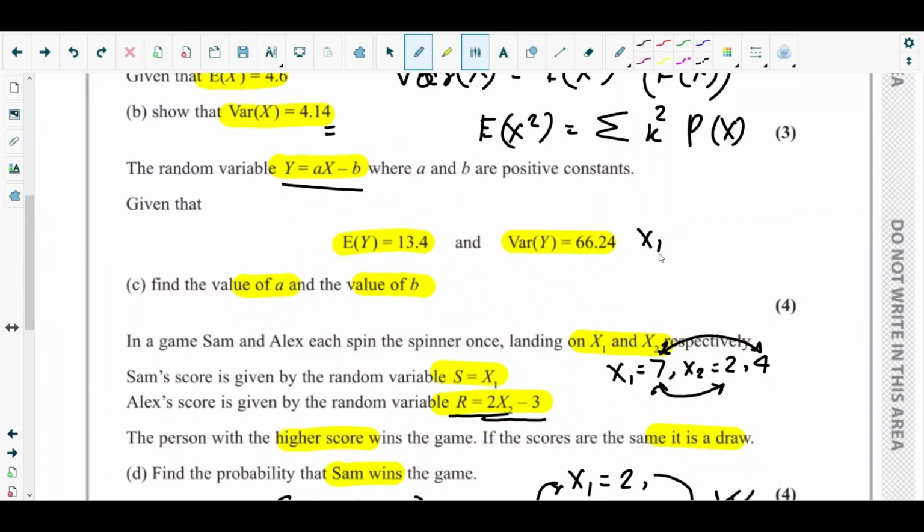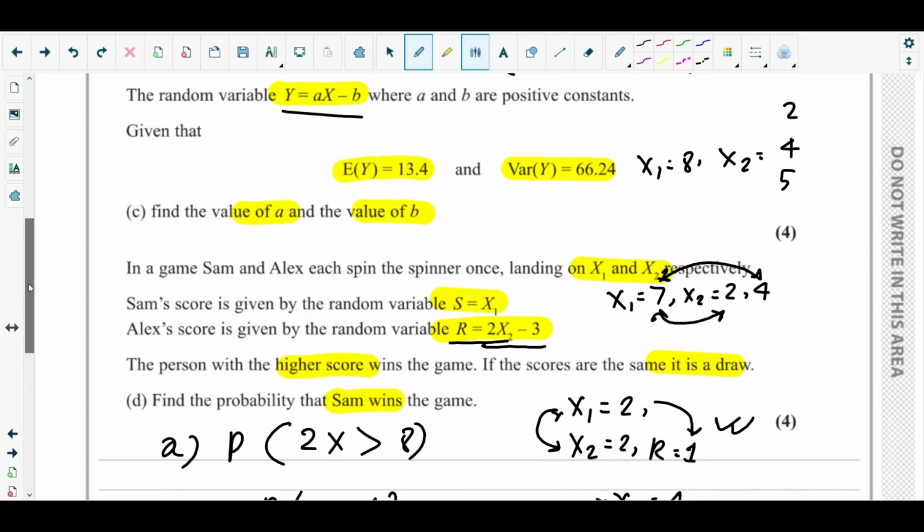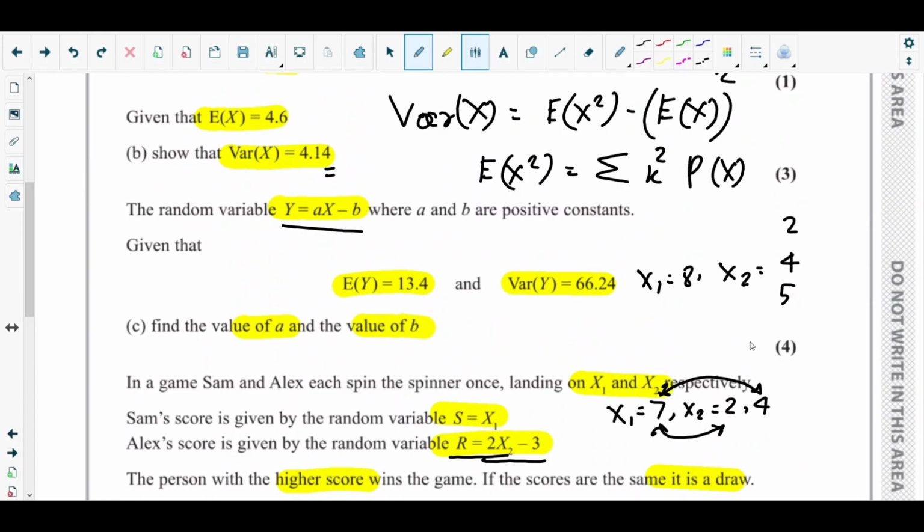Next, go up, x1 to be 8. x2 equal to 2 is definitely acceptable, definitely 4, and 5 would also be acceptable. If x2 is 5, put it into the equation of R: 5 times 2 is 10, minus 3 is 7, still less than 8. So we got 3 combinations there: 8 5, 8 4, and 8 2. Done. That's how we need to find out the probability.